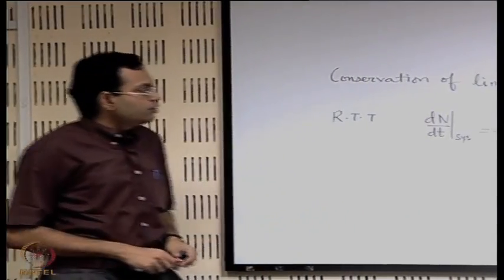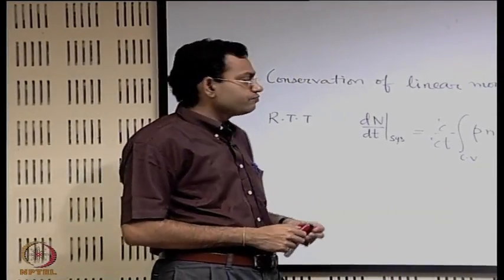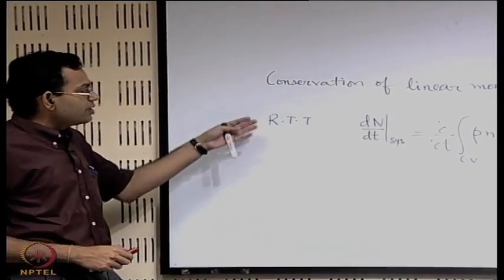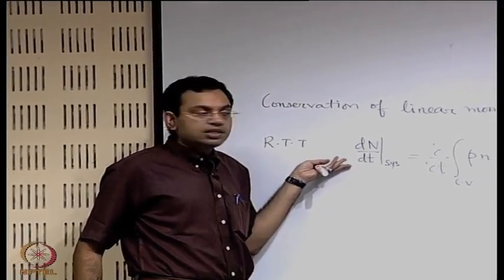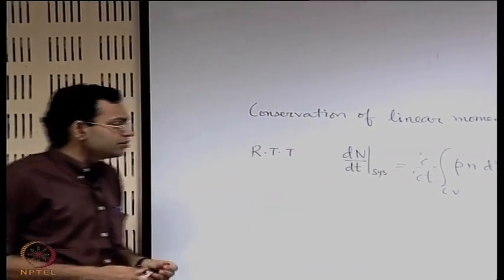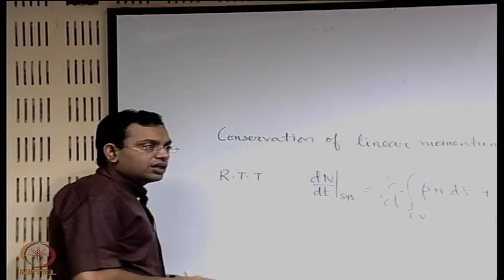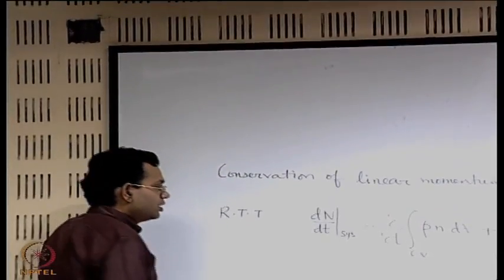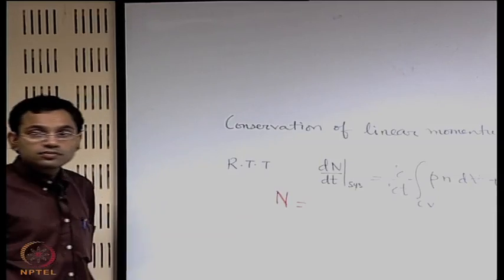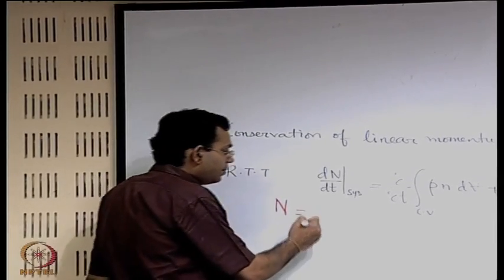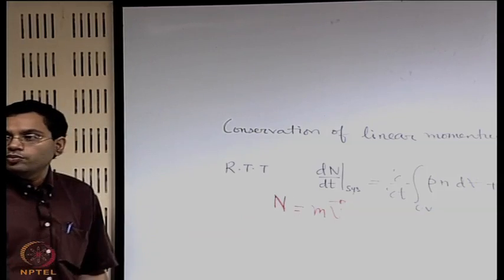In this lecture we will look into the integral form of the conservation of linear momentum. To do that we will start with the Reynolds transport theorem general expression, which is valid for any conservation. Now if we want to conserve the linear momentum, then what should be this N? Capital N is the mass times the velocity, that is the linear momentum.